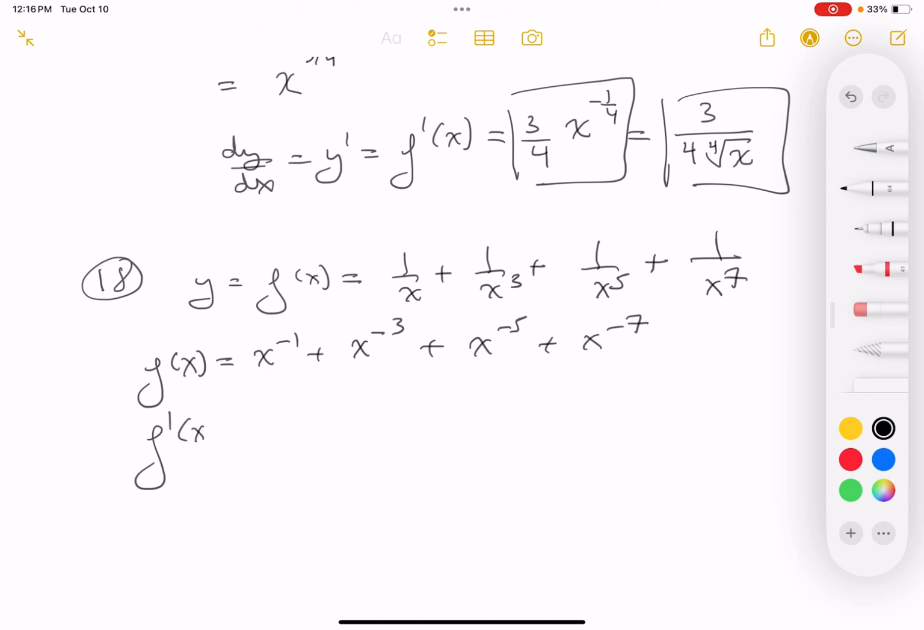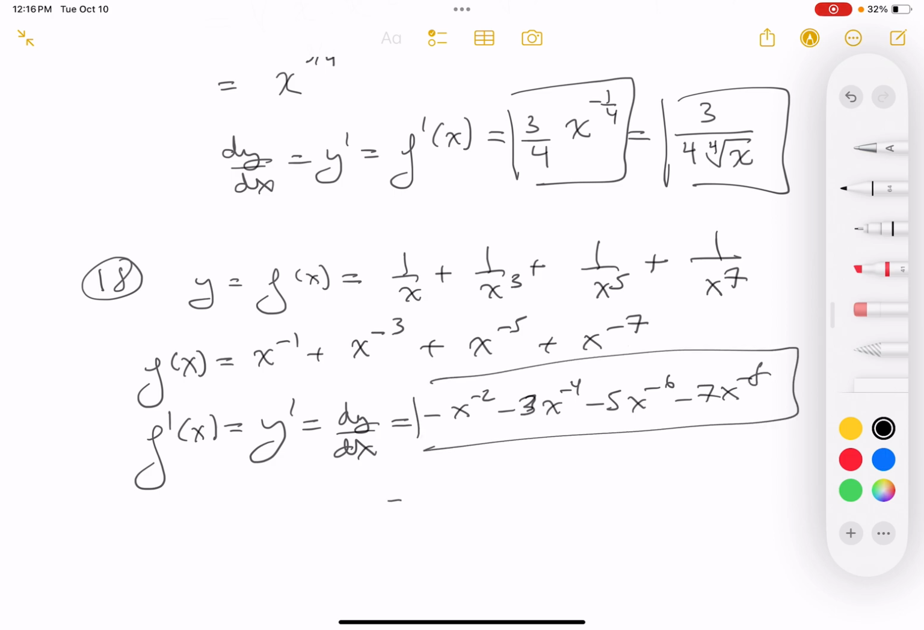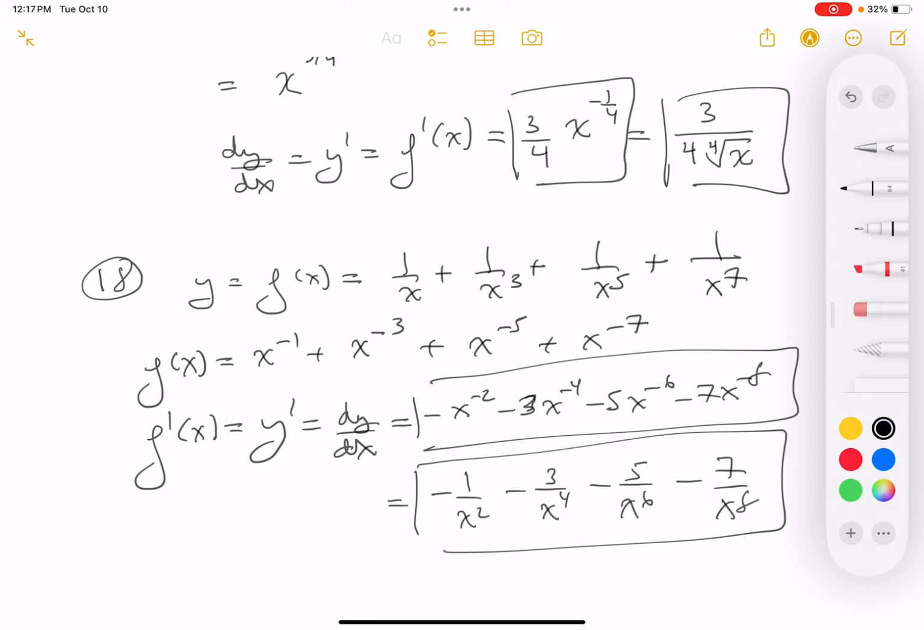Well, write the derivative down, f prime. You could also write down y prime or dy/dx. What do you have there? Minus x to the minus 2, minus 3x to the minus 4, minus 5x to the minus 6, minus 7x to the minus 8. Again, I don't mind the answer. That's a fine answer as far as I'm concerned. I'll rewrite it so they're quotients, though. So minus 1 over x squared, minus 3 over x to the 4th, minus 5 over x to the 6th, minus 7 over x to the 8th. I put a box around it. Same answer, by the way.